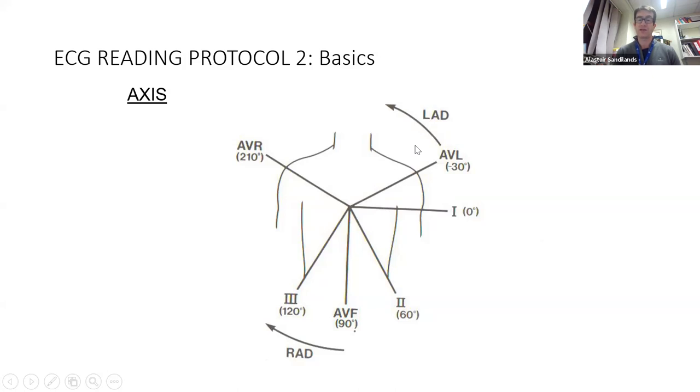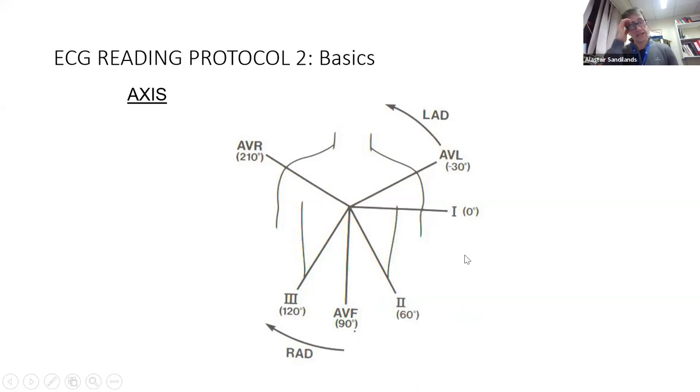as the wave of depolarization is going away from those leads. In a similar way, when lead three is the most positive lead, we know we've got right axis deviation, and AVL and lead one are probably going to be negative because the wave of depolarization is going away from those leads. So there's a way of checking whether you've got left axis deviation and right axis deviation by also looking at negative leads on the opposite side.